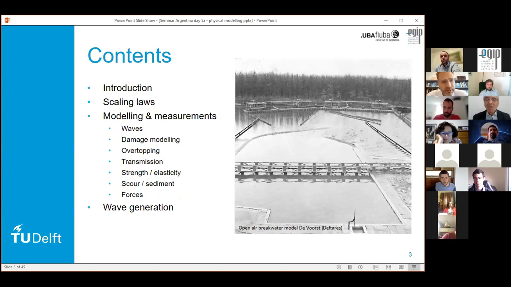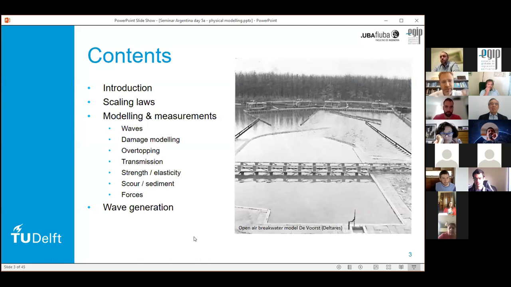And then I will do, per mechanism that we want to study, per aspect of a coastal structure that is important, I will show some recent tests that we did in the laboratory here at the university or at Deltares, some examples and some problems that we encountered.